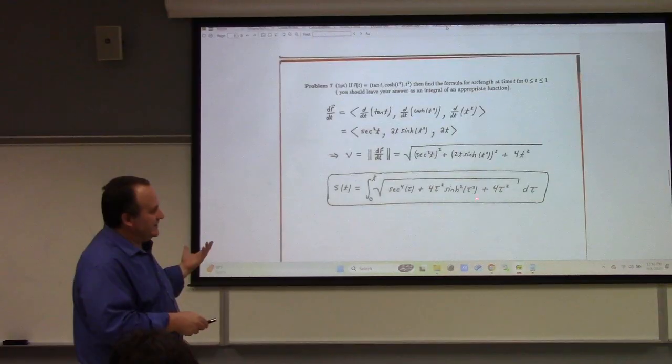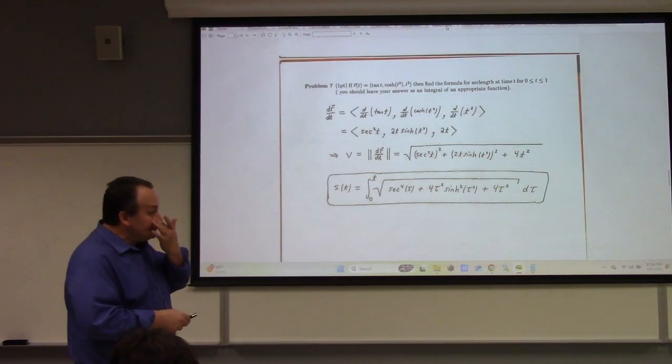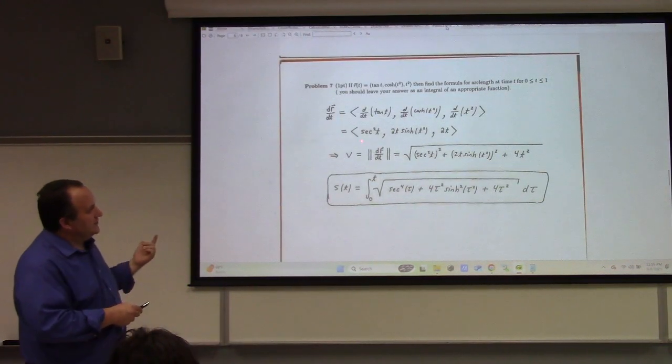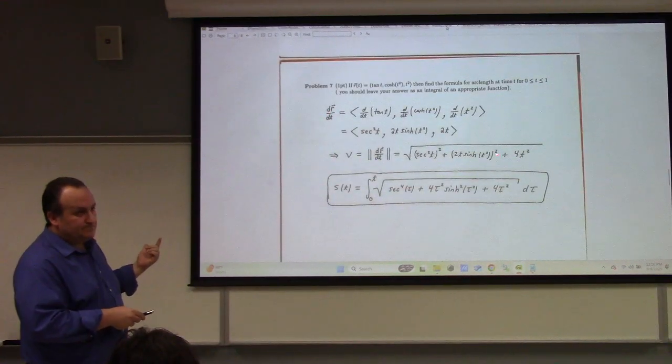To calculate the arc length, we integrate the speed over the time. And to calculate speed, what do we do? Differentiate and find the magnitude. Yeah?